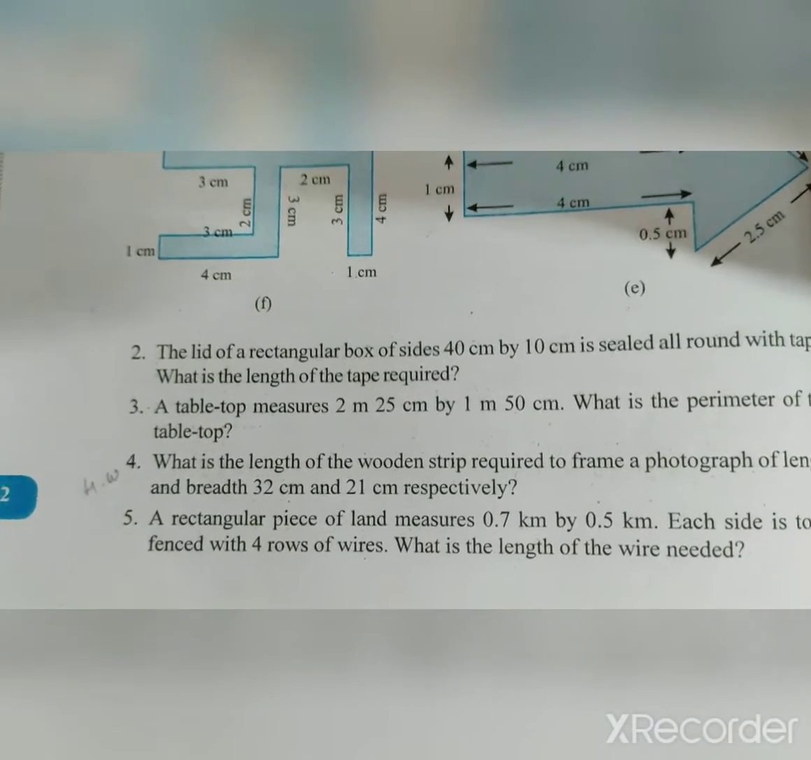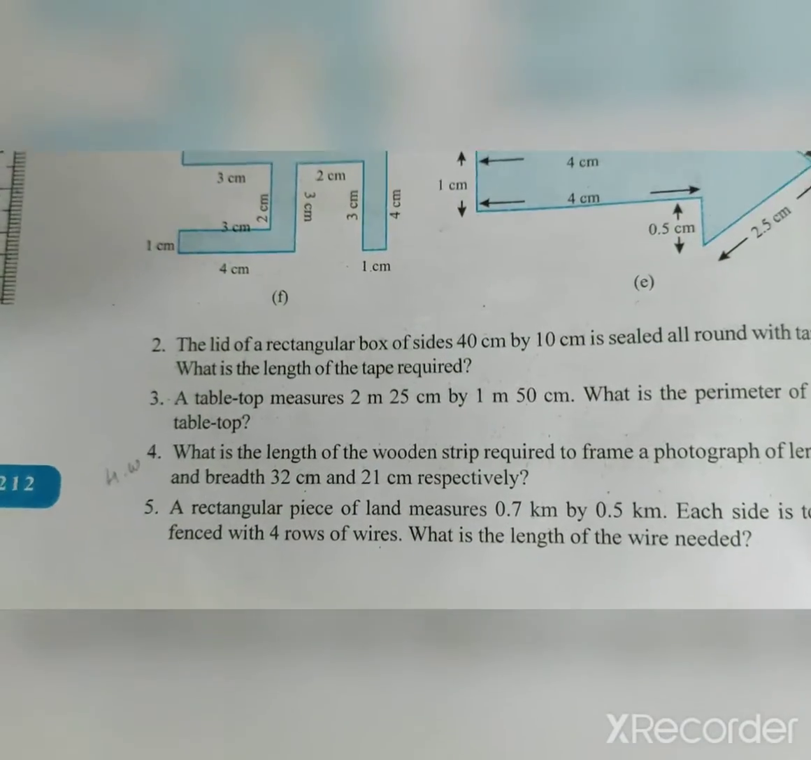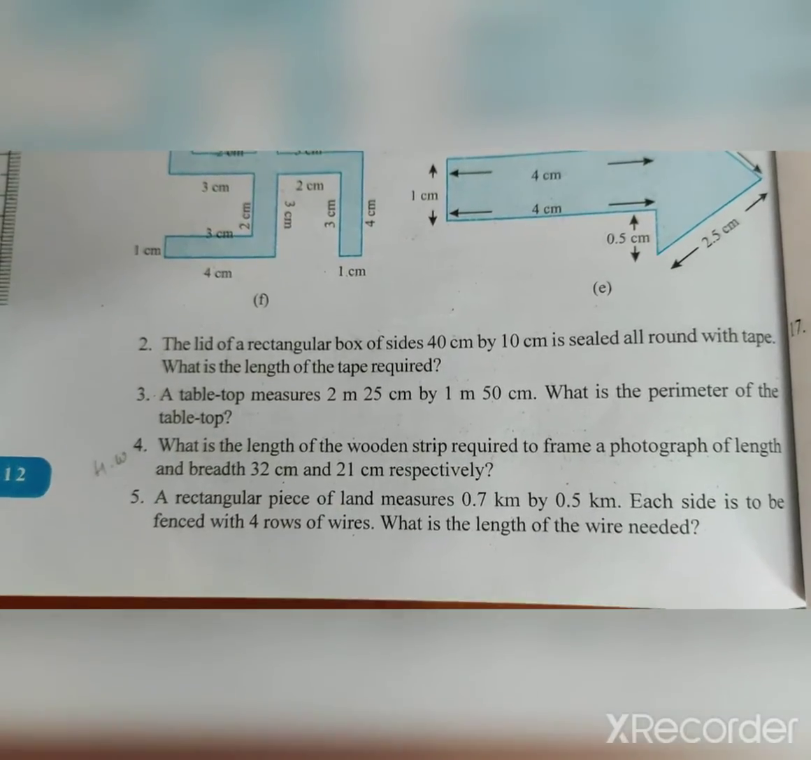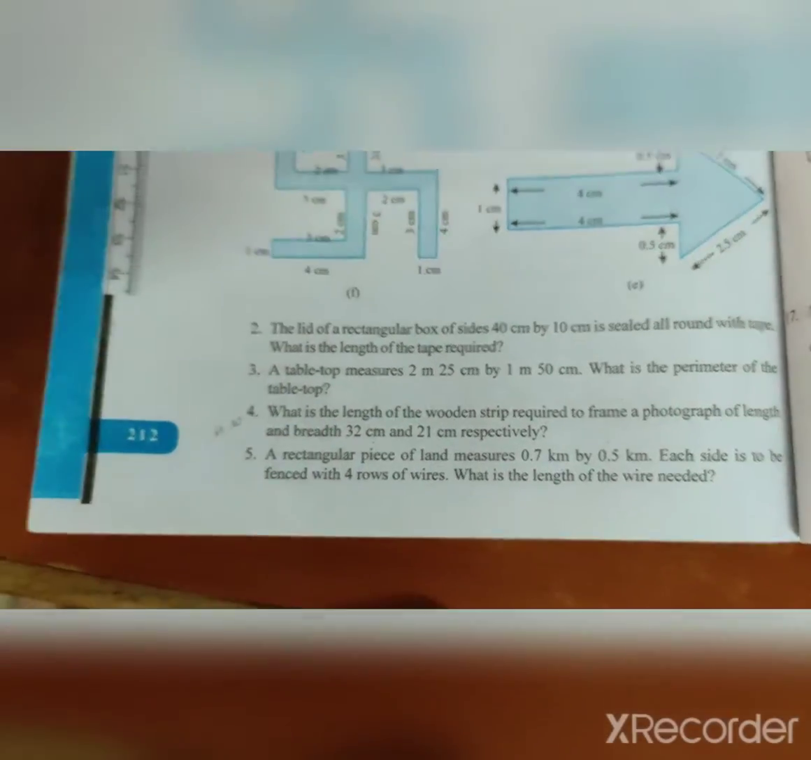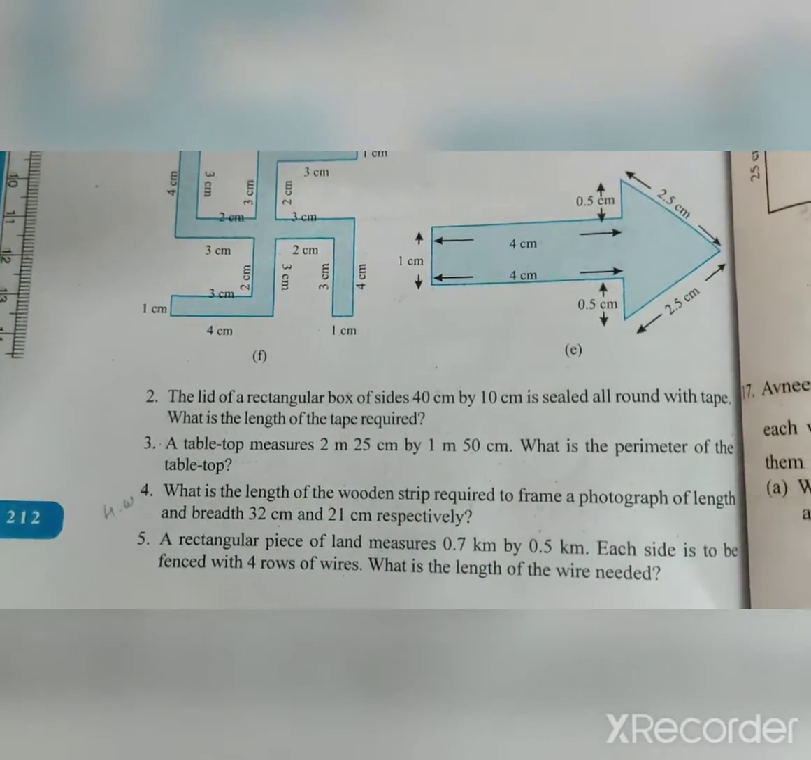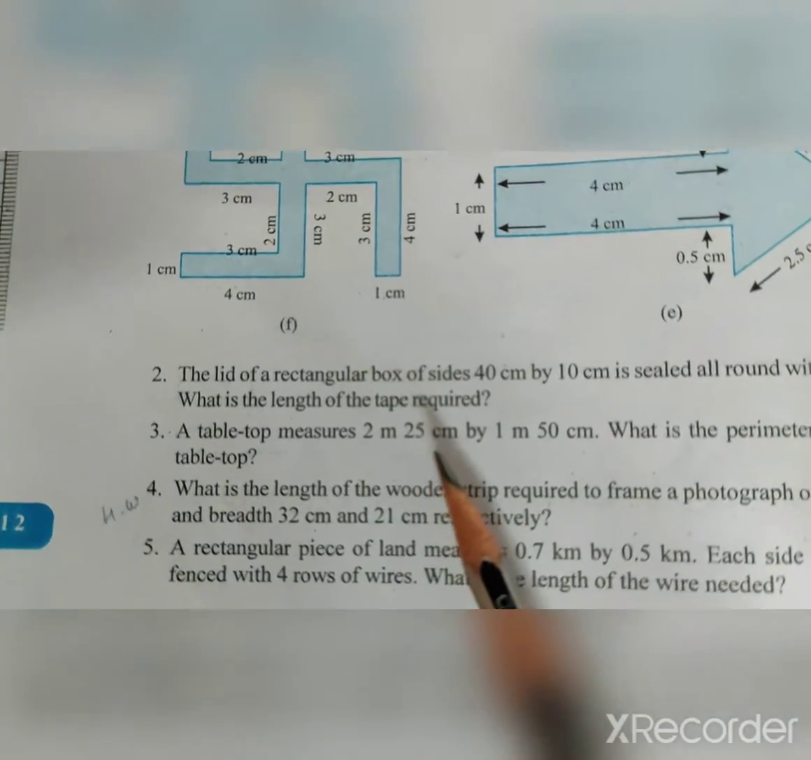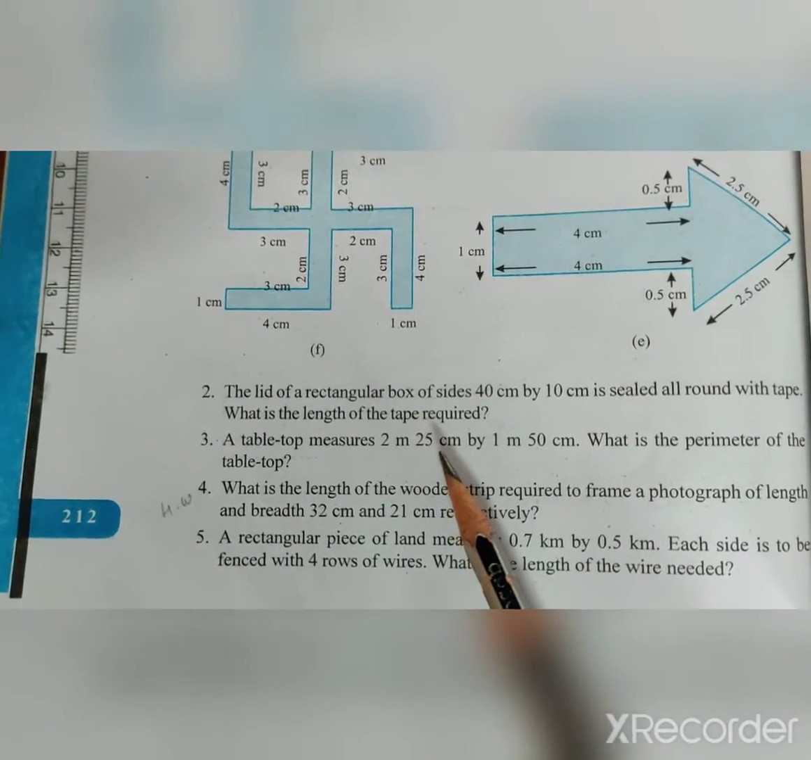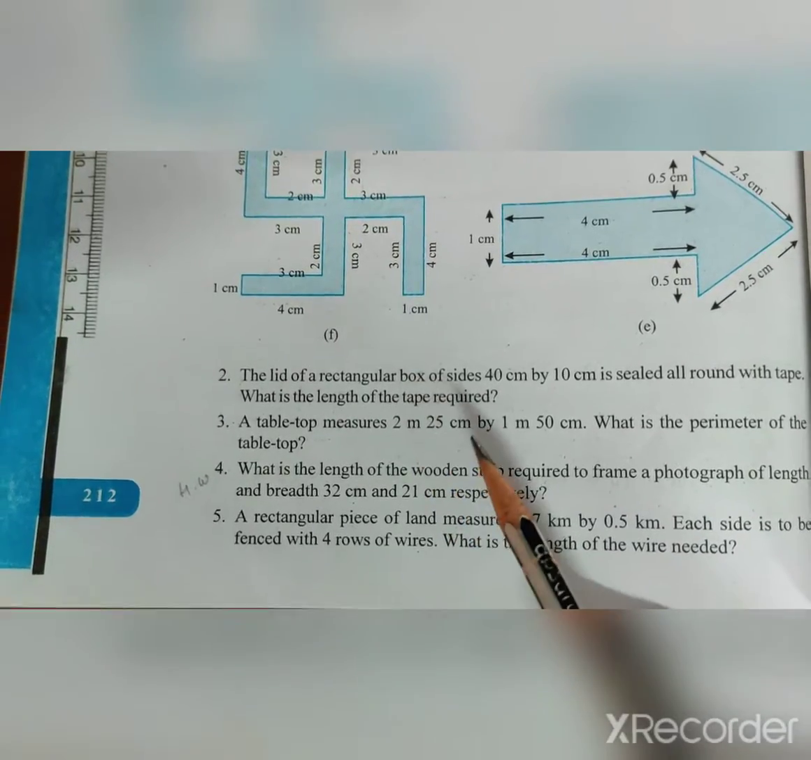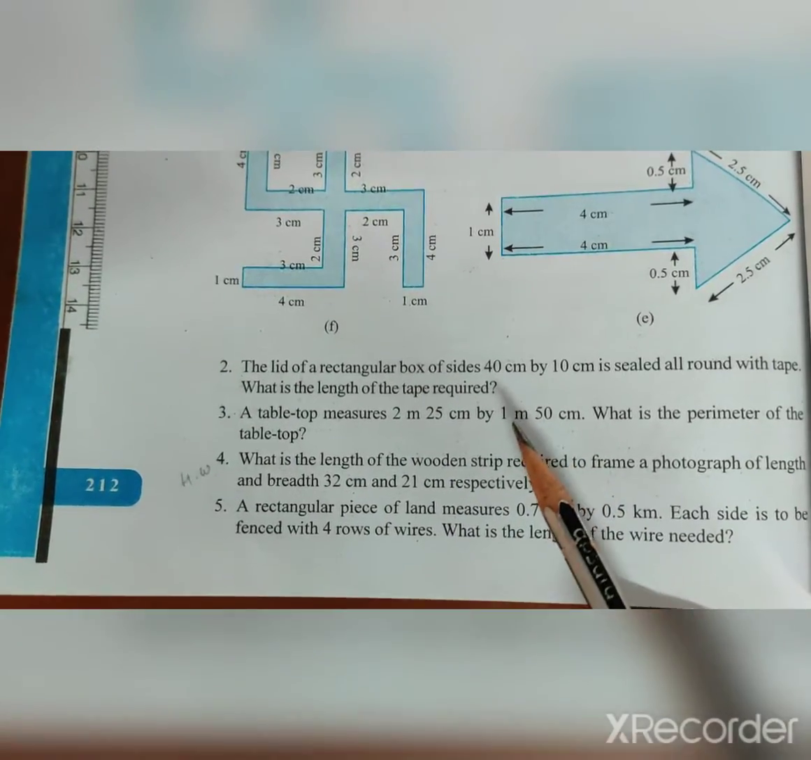Now question number 3, a tabletop measures 2 meter 25 centimeter by 1 meter 50 centimeter. What is the perimeter of the tabletop? That means you can see the table and the top. The length is given and breadth is given. So first we will change in the standard unit. Here length is given in meter and centimeter, breadth is also given in meter and centimeter.